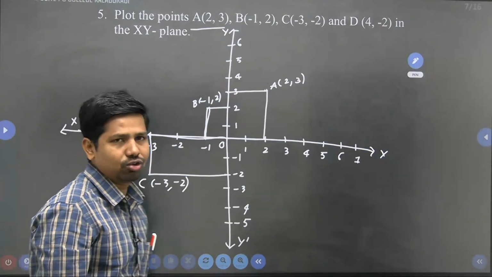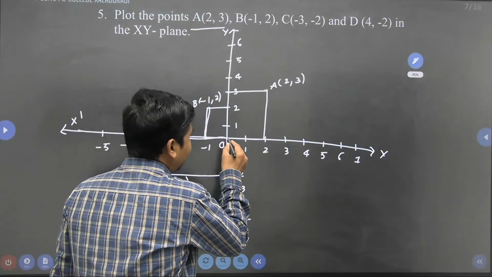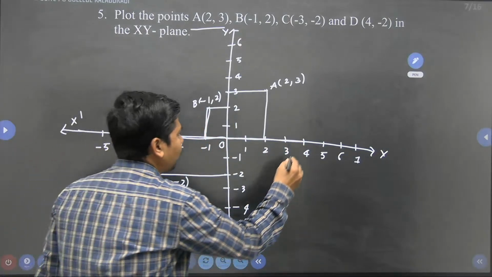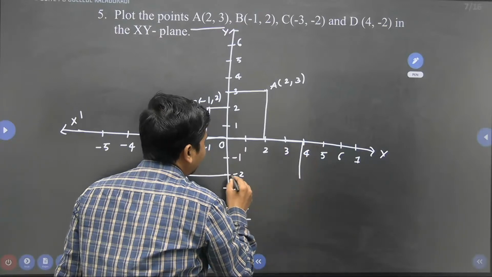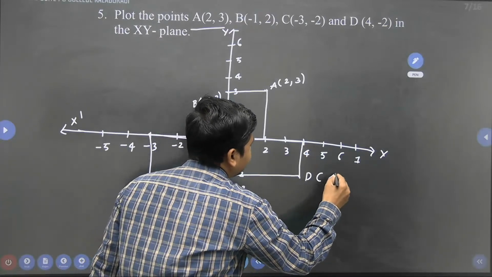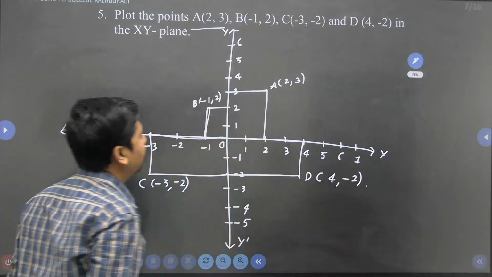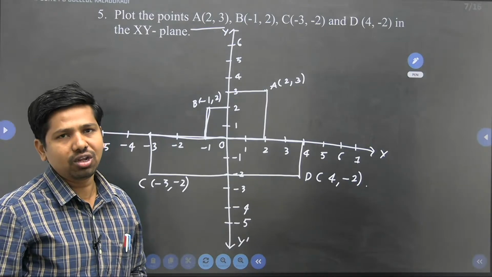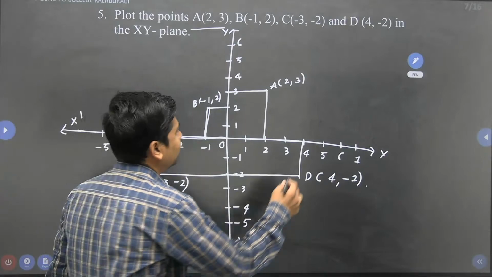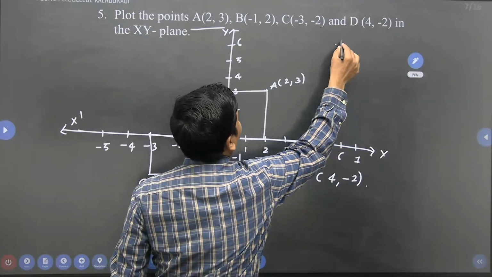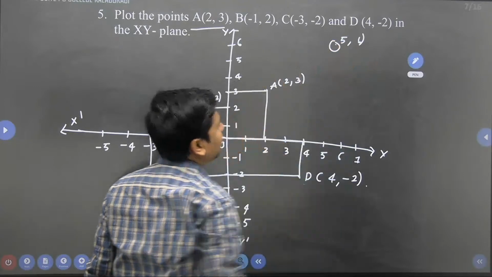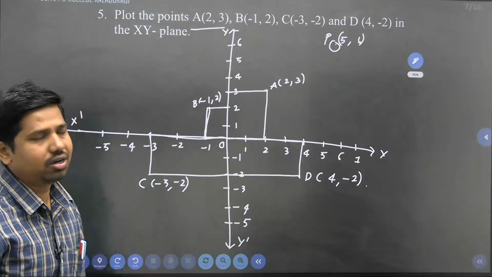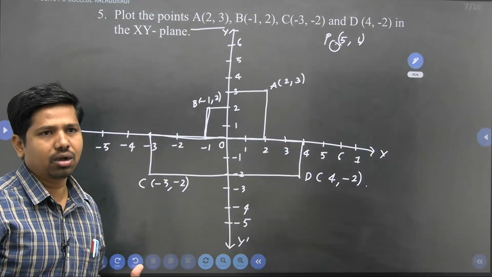Last, (4, -2): 4 units along the positive x-axis and 2 units along the negative y-axis. So this is the point D, that is (4, -2). So this is how we plot the points directly in an xy plane. Directly, (5, 6) means this is 5 and this is 6. So this point is at (5, 6), and we can take any test point as P (5, 6), right? This is a simple example of how to plot the points.